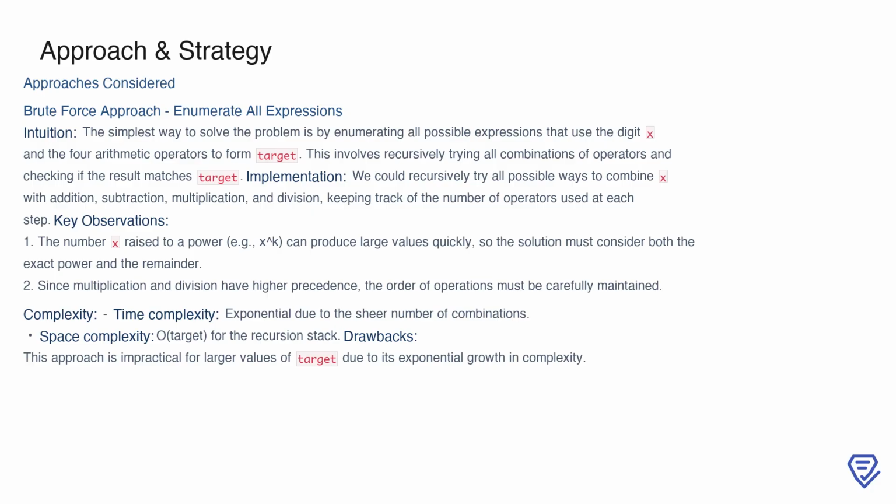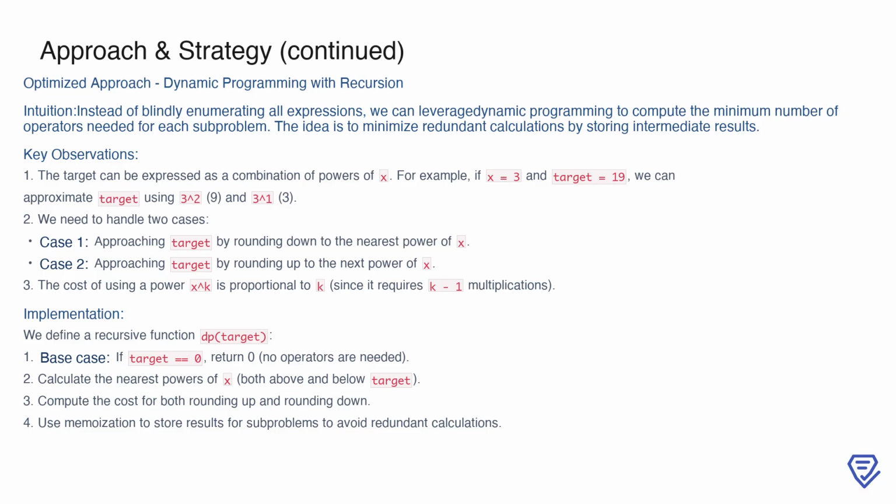the problem efficiently. Now, instead of blindly enumerating all possible expressions, we can take advantage of dynamic programming to optimize the solution. The key idea here is to break the problem into smaller subproblems and use memoization to avoid redundant calculations. Specifically, we can express the target as a combination of powers of x. For instance, if x equals 3 and the target is 19, we can approximate it using powers like 3 squared, which is 9, and 3 to the power of 1, which is 3.